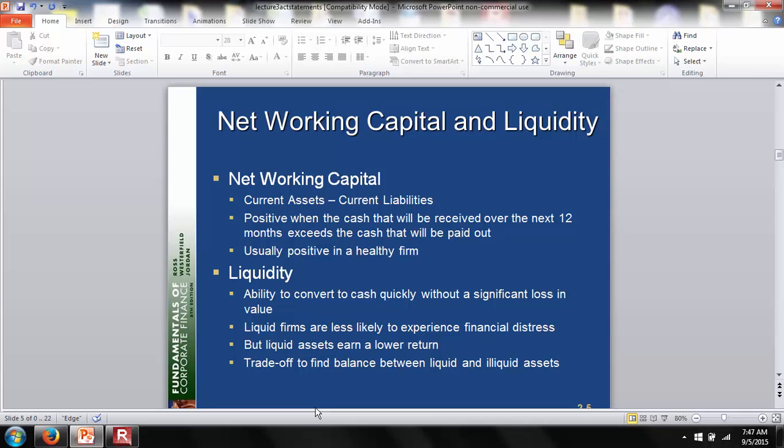Now, what is liquidity? Ability to convert to cash quickly without a significant loss in value. So what we find here is that clearly the most liquid asset is the cash itself. Liquid firms are less likely to experience financial distress, but liquid assets earn a lower return, and there is a trade-off to find balance between liquid and illiquid assets.